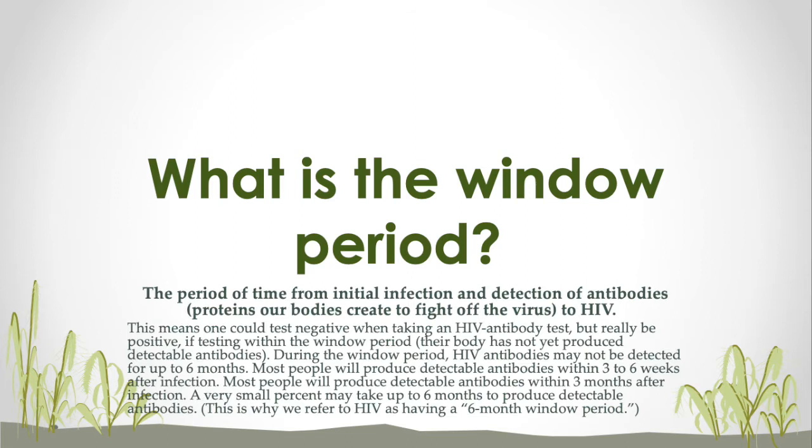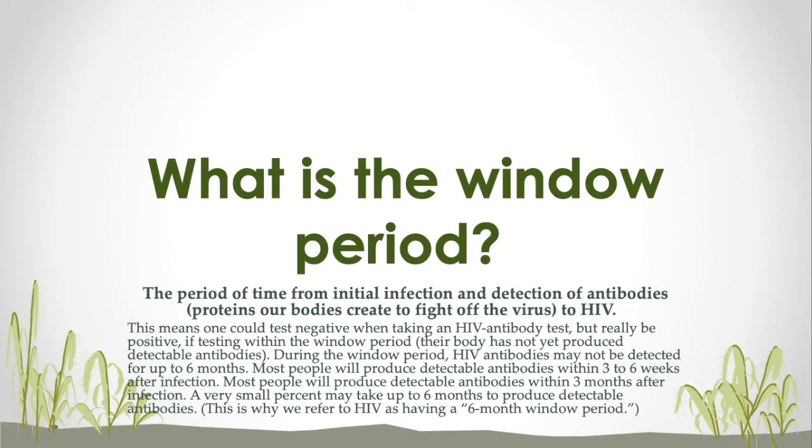So a window period is from the time of initial infection until the detection of antibodies, which are the proteins that our body uses to fight off the virus. And so this would be specifically important for HIV. So this means that someone could test negative when taking an HIV antibody test, but really be positive if testing within the window period, because their body has not yet produced the detectable antibodies. So like when it first happens, you're not going to detect positive.